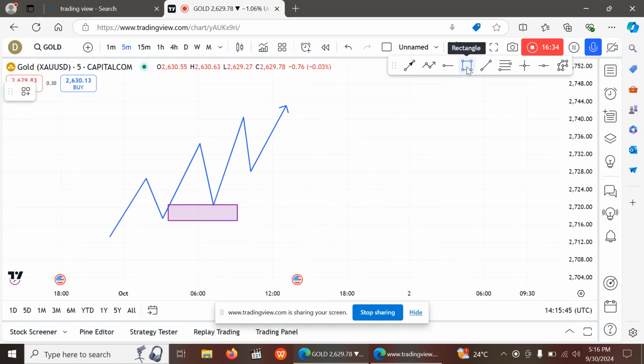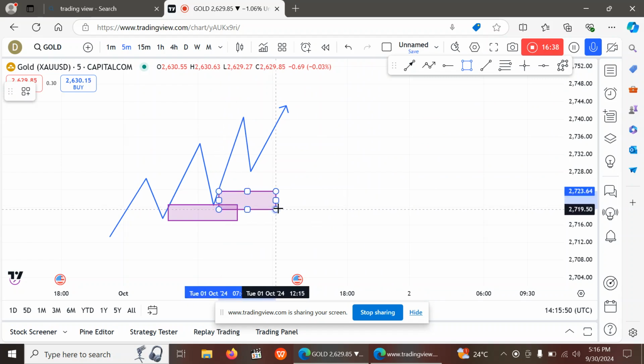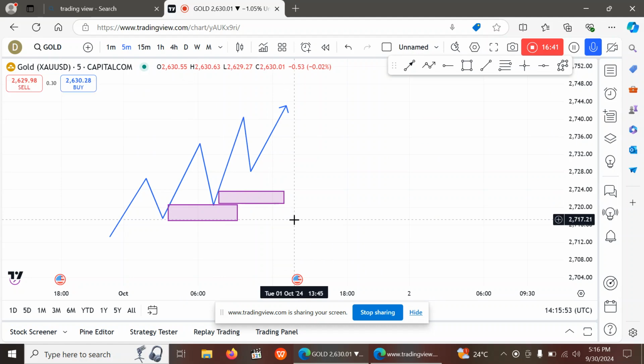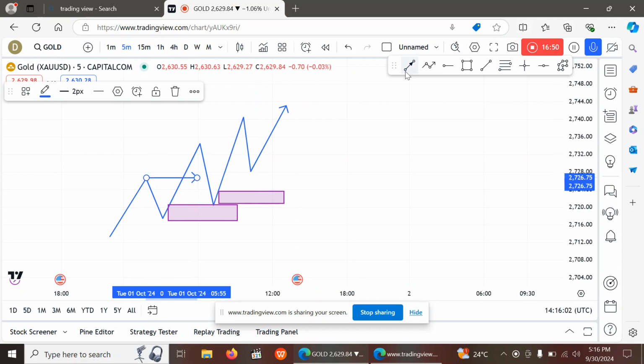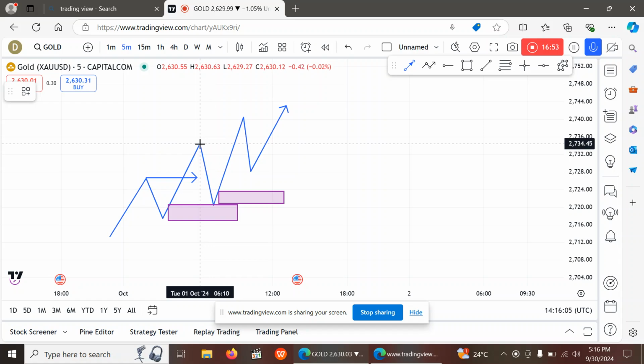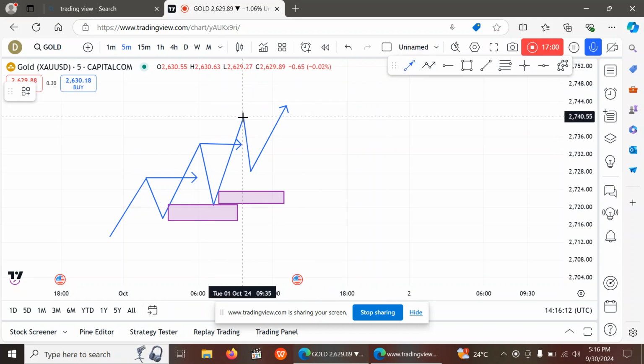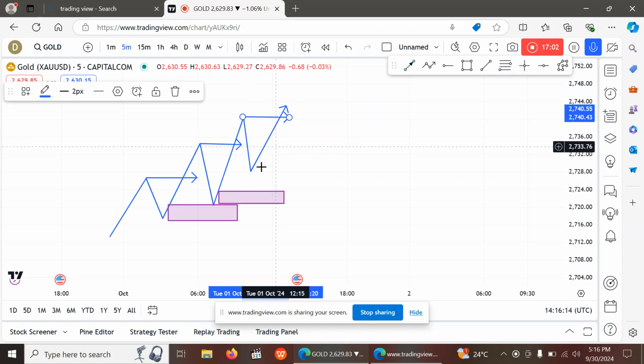Time is running out. This is also another point of interest of ours down. So this is a break of structure. This is another break of structure. This is another break of structure. So what we see is the market reacted on this point of interest and went up. It left a point of interest below and it went up.